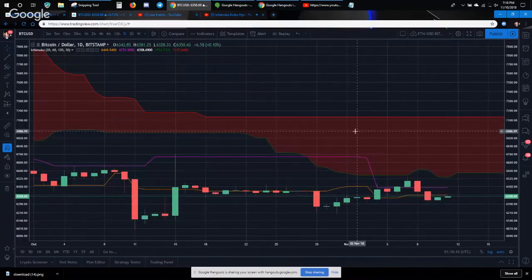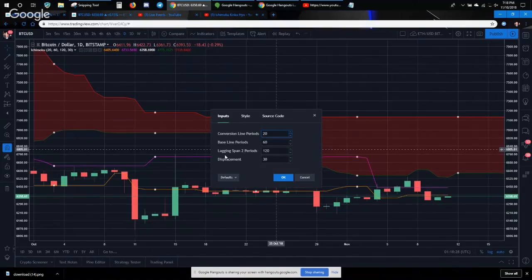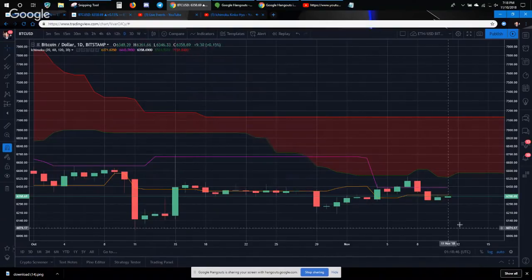The next component I want to get into is the Senkou span right here in green, which is also called Span A or Leading Span 1. It's the faster moving span of the Ichimoku, and basically it is the midpoint between the conversion line and the baseline. So 20 and 60, or 9 and 26 if you're on default settings. So it averages it out between the baseline and the conversion line and plots it on there like so.